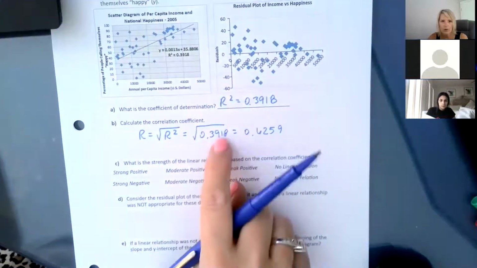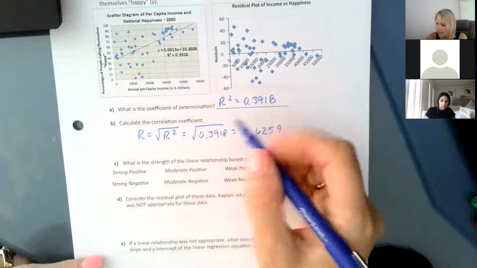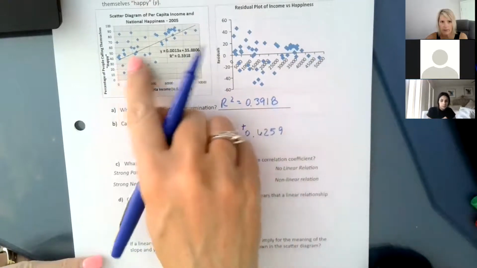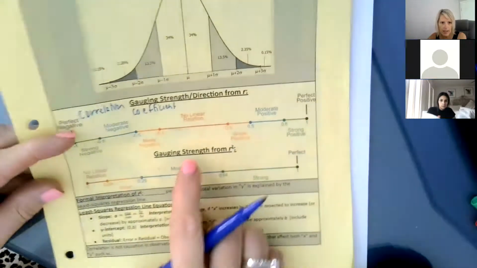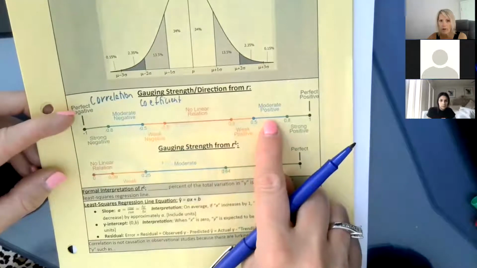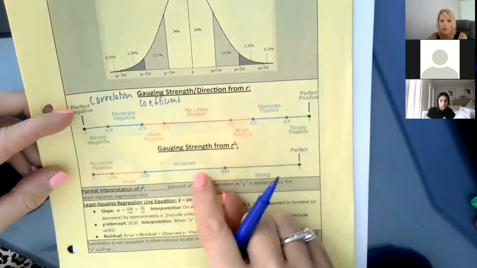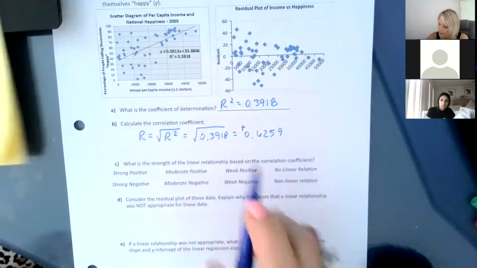And if we use the correlation coefficient, which is 0.6259 and positive, we can see from the scatter plot that it's going to be positive. We can look on that number line, and right here, 0.6259 will also be a moderate positive. So don't worry, whichever one you're using, they will align the same. So this is a moderate positive.